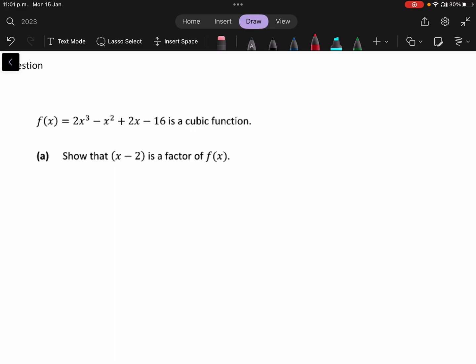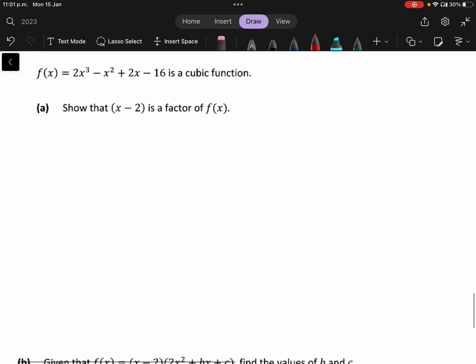Okay, next question. Show that this is a factor of f of x. Okay, so if x minus 2 is a factor, you can say that x is equal to 2 is a root. So that is one concept which you have to remember. If this is a factor, x is equal to 2 will be a root. So f of 2 should be equal to 0.